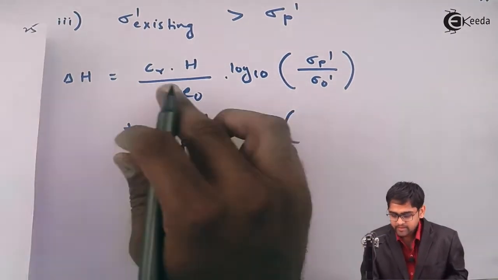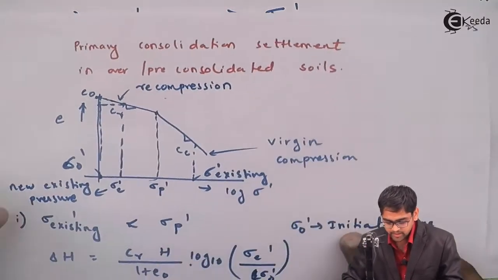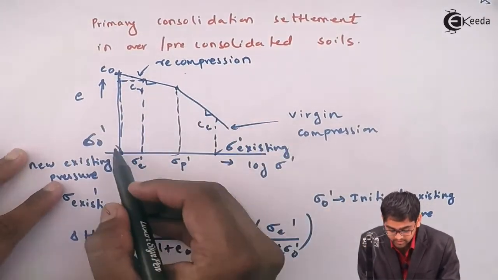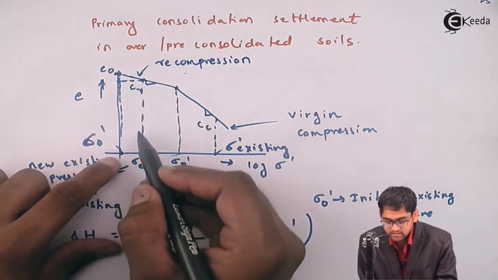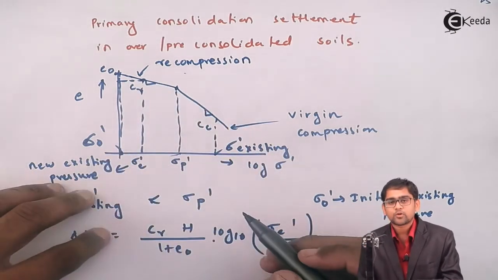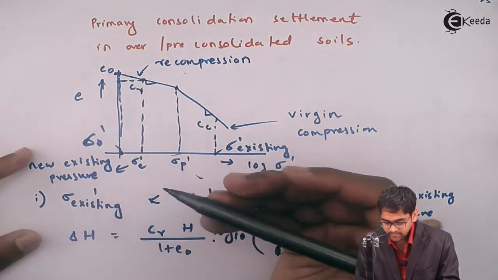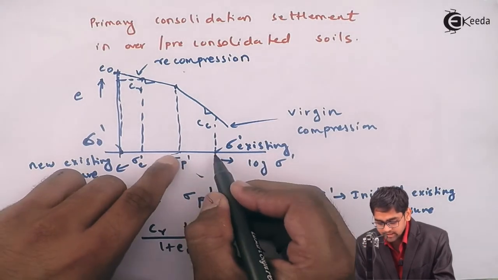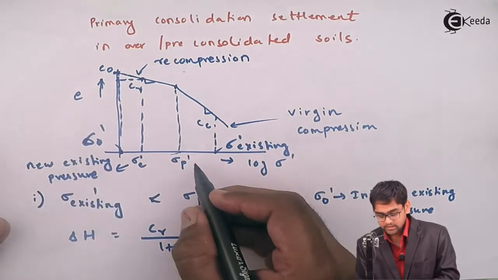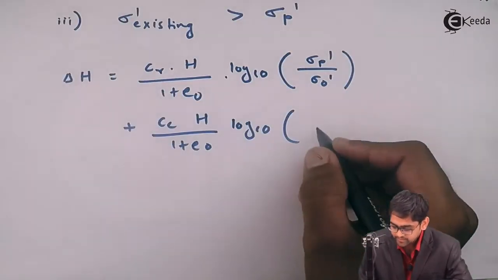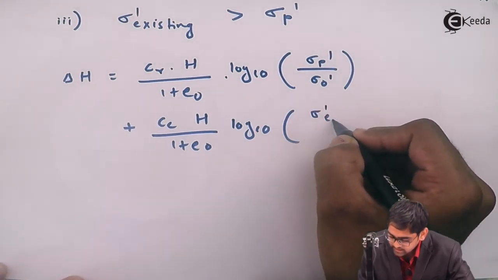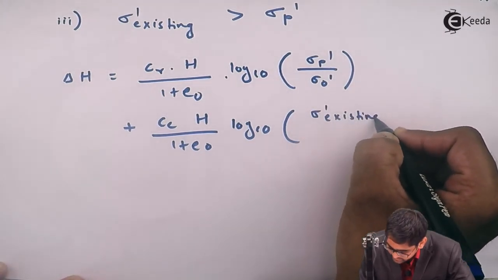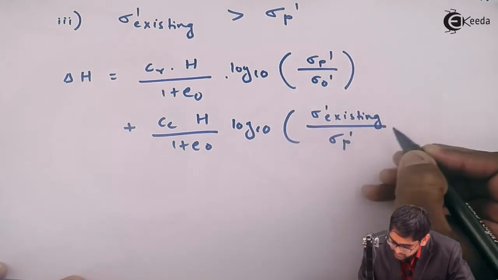See, you remember this particular one, first part is from this to this. This is sigma O dash. Sigma P dash and sigma O dash is reflected by the slope of the recompression part, that is CR. But from this to this, that is sigma dash existing to the sigma P dash, there is CC part. So here it is sigma dash existing divided by sigma P dash.